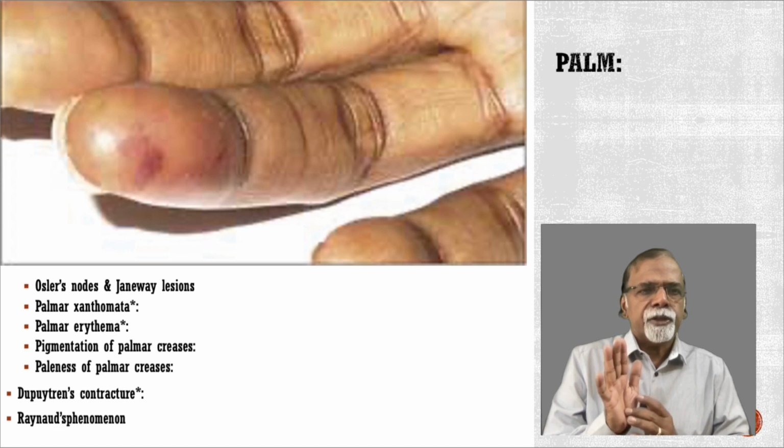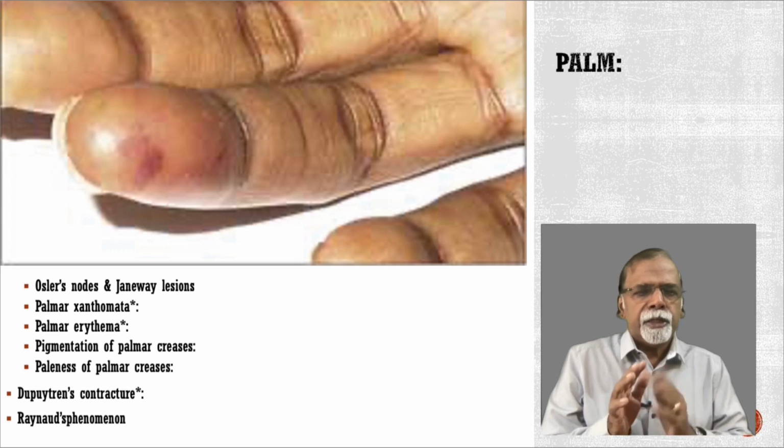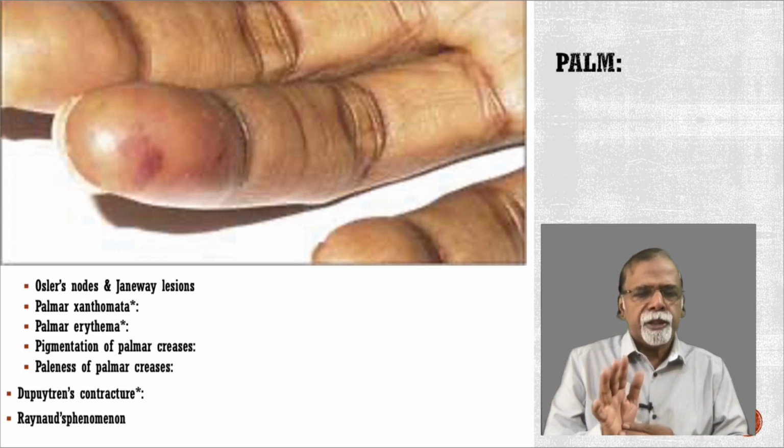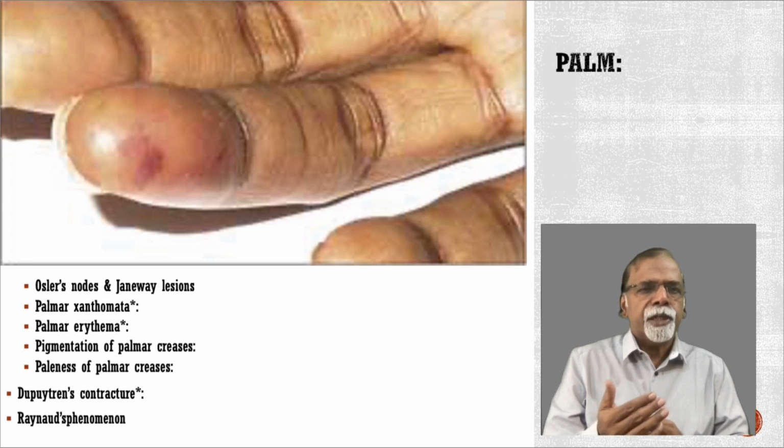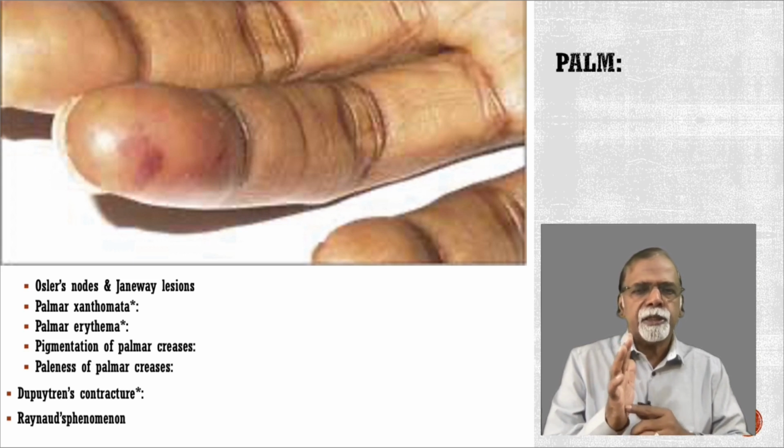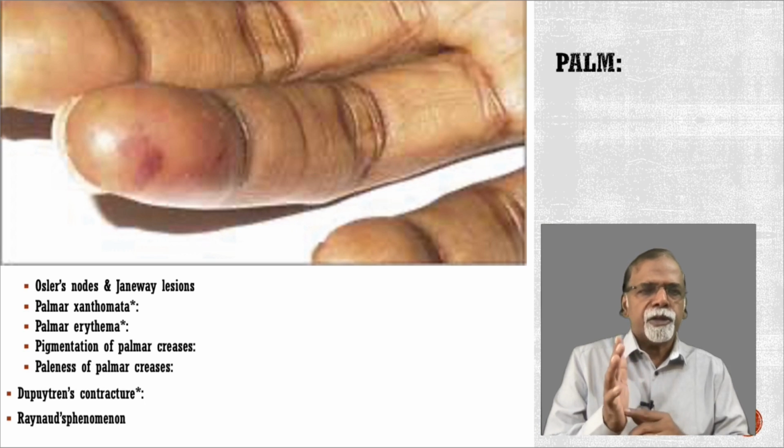Then you should look for signs of endocarditis like Osler's nodes, Janeway lesions, which are evidence of active infective endocarditis. Then pigmentation: if the hands are hyperpigmented, it is suggestive of Addison's disease, or in our place, B12 deficiency. In a patient with significant anemia, when the hemoglobin is less than 8 grams, you will see that the palmar creases are the same color as the palm.